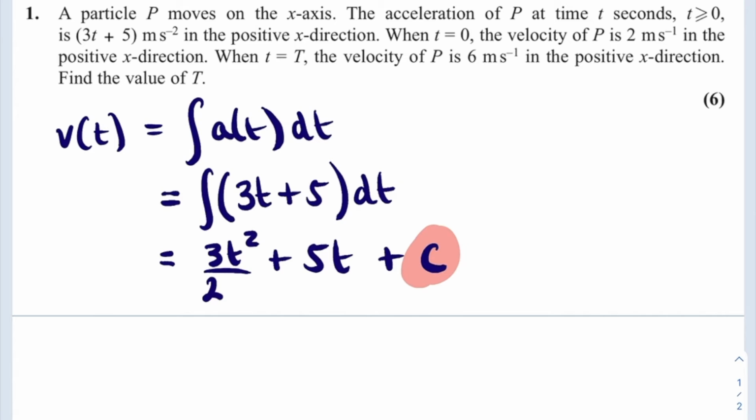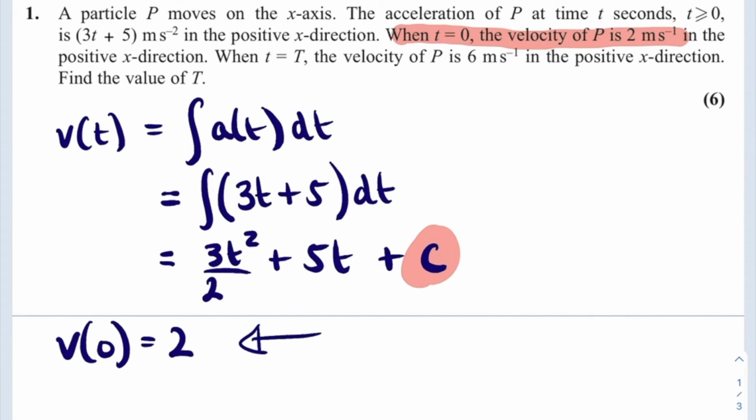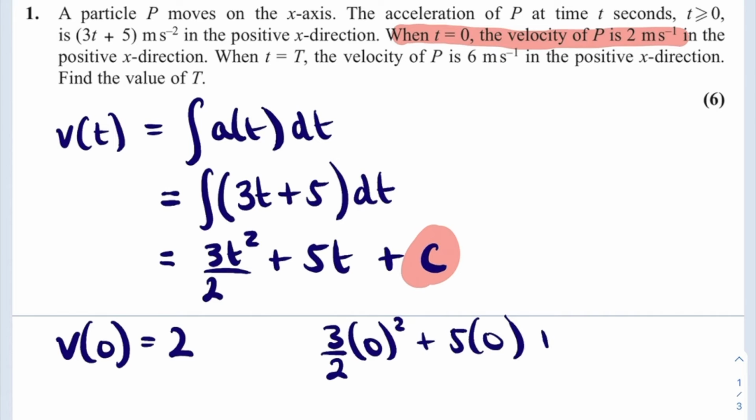And we use this piece of information here. When t equals 0, the velocity is 2. So what does that say? So when t equals 0, the velocity is 2. So that sentence in maths, if you like, is v of 0 equals 2. So I'm going to put t equals 0 into my expression for v and set it equal to 2. All the zeros at the beginning, this just simplifies down to c equals 2.